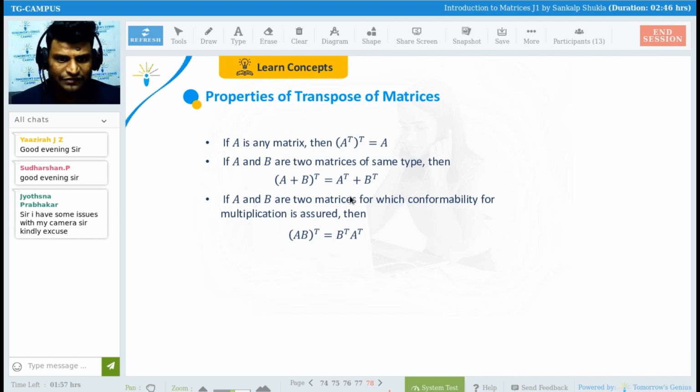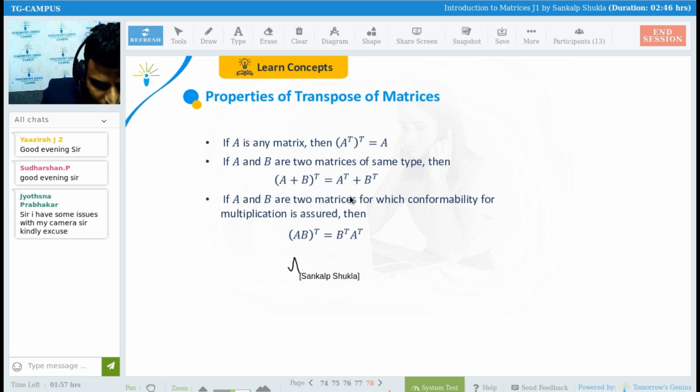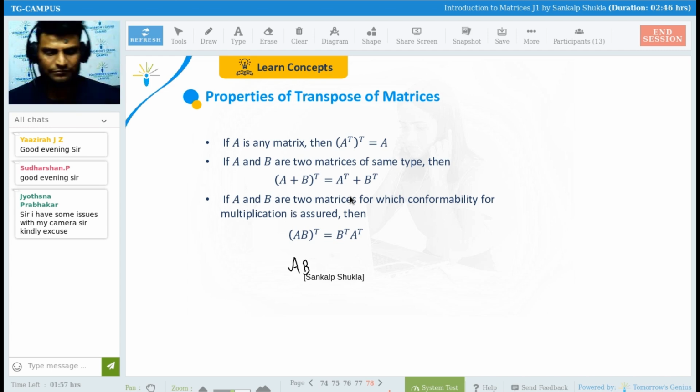Then we have third property which is if A and B are two matrices for which conformability for multiplication is assured, then AB whole transpose will be equals to B transpose into A transpose. Okay, this I'll explain you like what is there. Suppose A and B is there. Okay, A and B are two matrices and you are multiplying this. So multiplication, I'll give you a clarity on multiplication also.